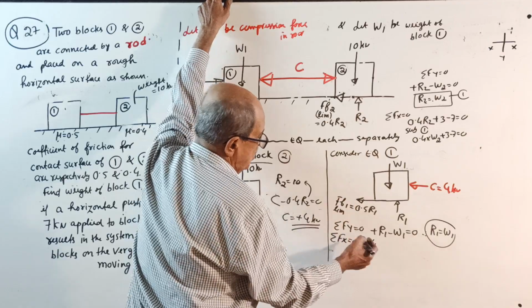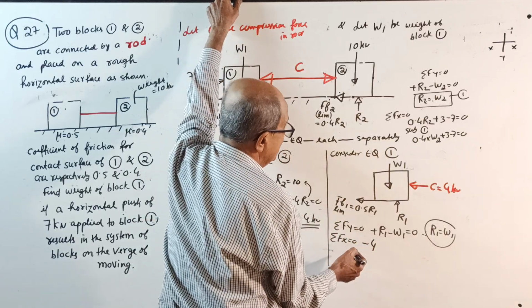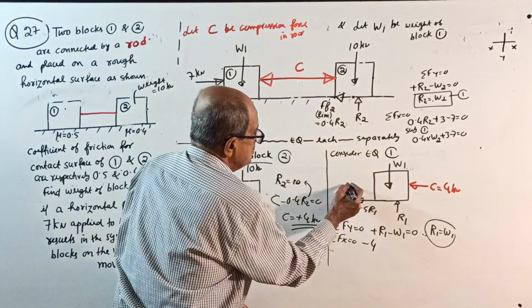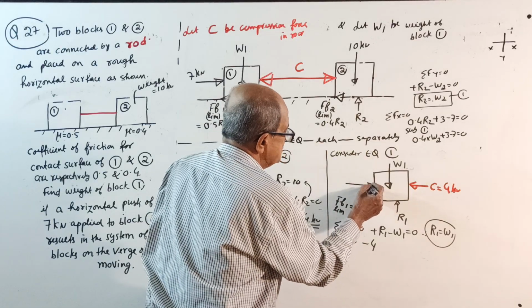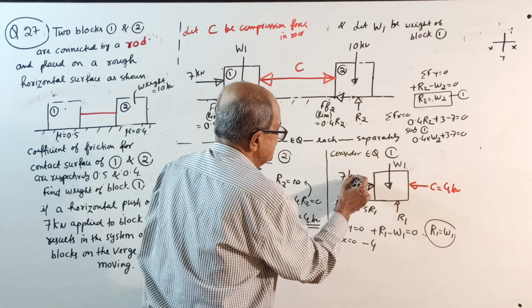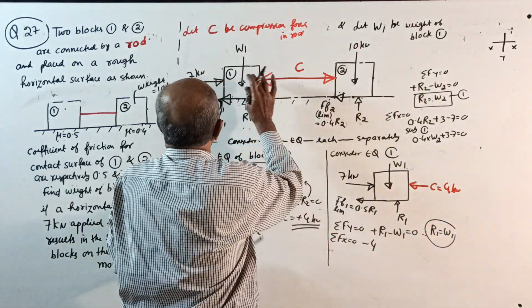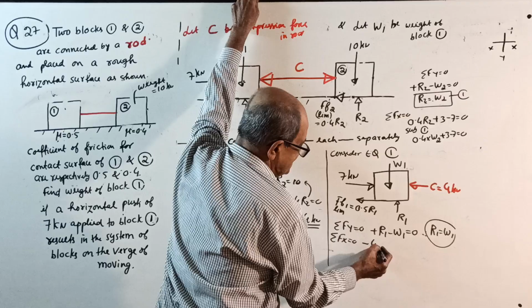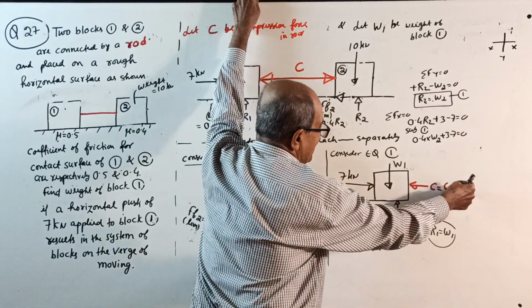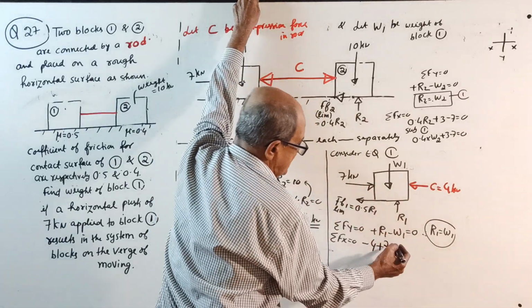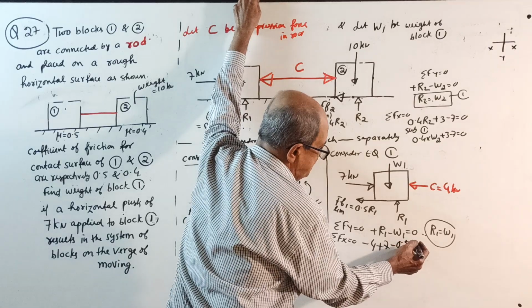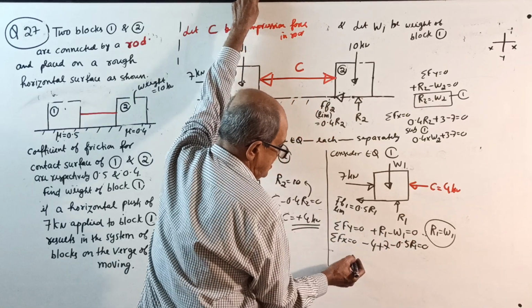See, minus 4. What is missing here? Oh, there is a force of 7 kilonewton here. Oh, see, I am getting a shock of my life. Okay. When you consider block 1, minus 4 plus 7 minus 0.5 R1 equal to 0.